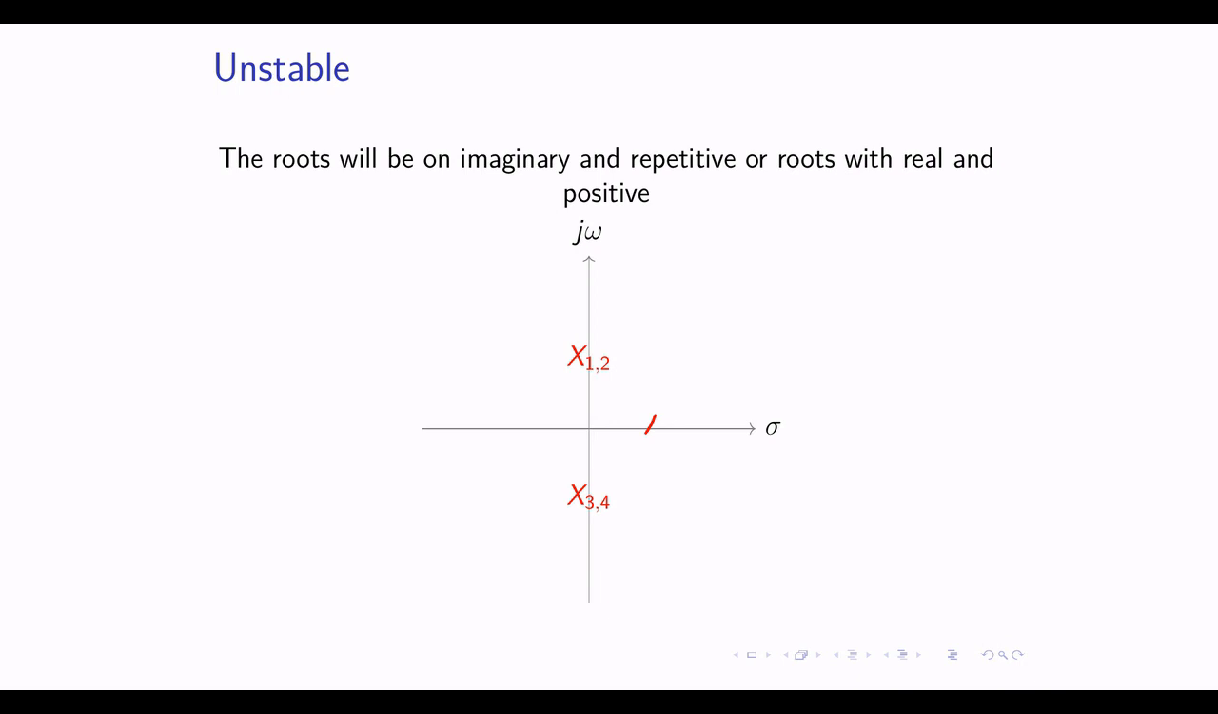So for the system to be unstable, it has to lie on the imaginary axis with repetitive roots, or if any of the poles lie on the right hand side of the graph, the system automatically becomes unstable. Here we have two poles on the imaginary axis as well as on the right hand side, so the system automatically becomes unstable. Despite having many poles on the left hand side, it doesn't matter now, our system is unstable.